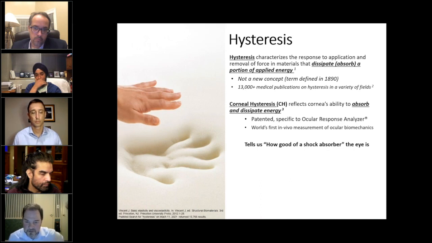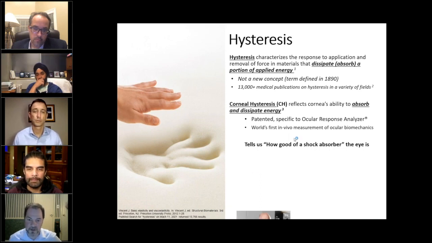It's patented, it's specific to the ocular response analyzer, and is the world's first in vivo measurement of ocular biomechanics. People talked about biomechanics of the eye from a scientific point of view for many, many years, but until there was an instrument to measure something related to ocular biomechanics, we couldn't really do anything about it. So really, basically, if you want to boil it down to a simple understanding, it's telling us how good of a shock absorber is the cornea and the other tissues of the eye.